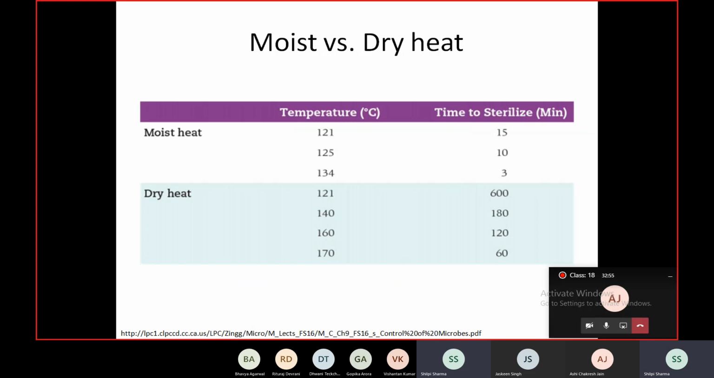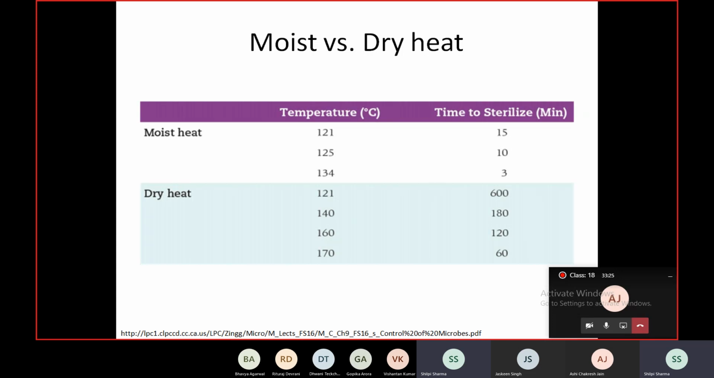This is just a comparative of the time required for sterilization at a particular temperature. So let's say at 121 degrees, you will see that it requires only 15 minutes when exposed to moist heat, while it requires 600 minutes when you apply dry heat. So of all the methods available for sterilization, saturated steam under pressure is the most widely used and also the most reliable method because of all the advantages that I mentioned.